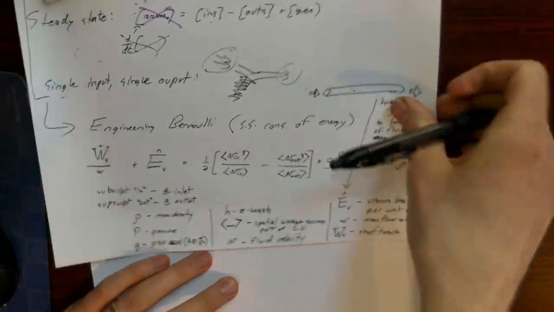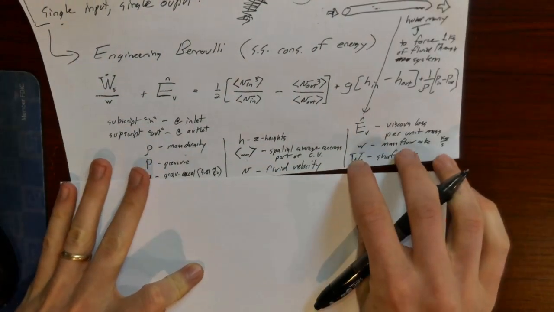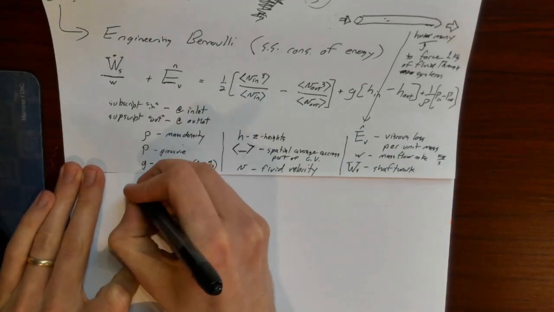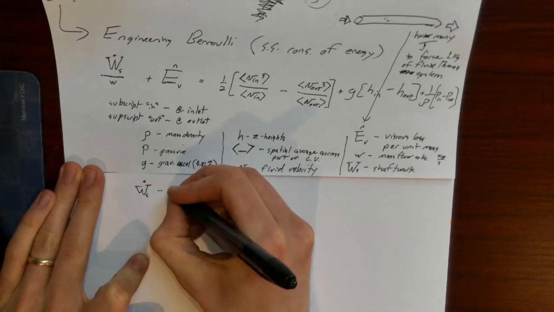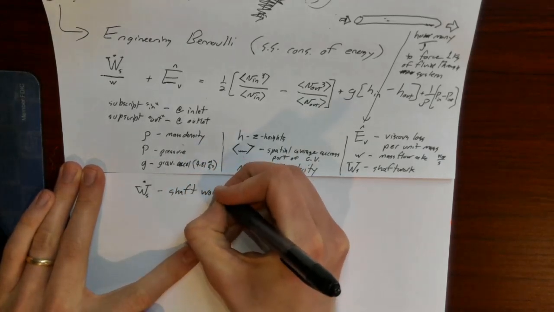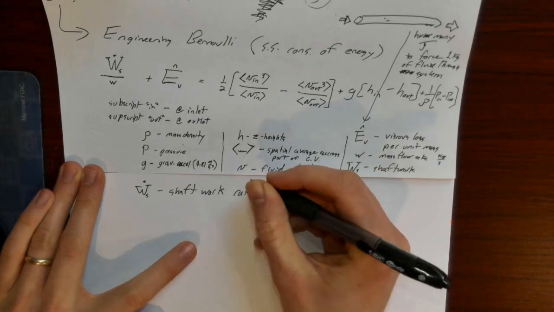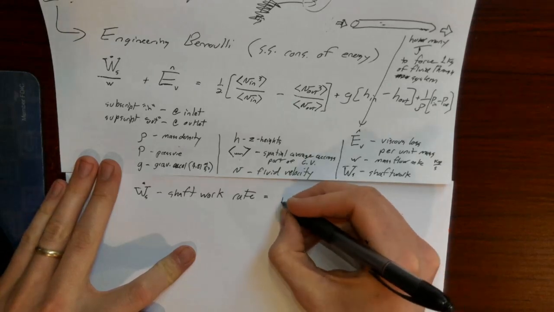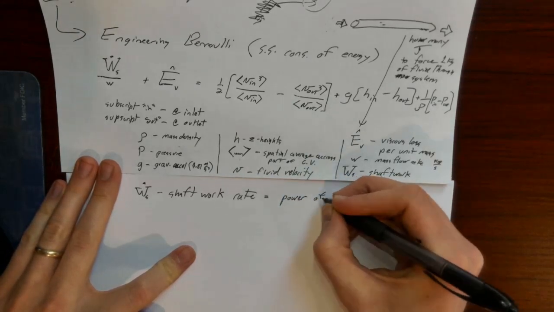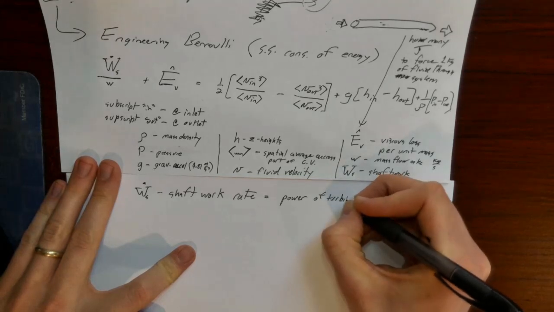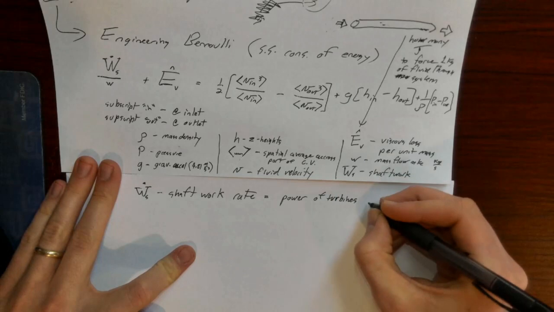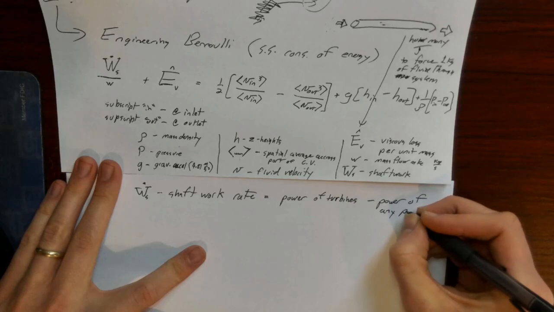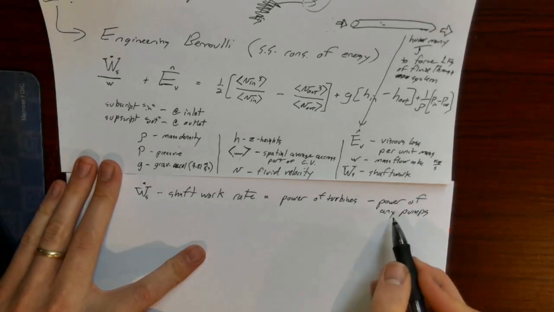So let me further define here. If you put a dot on top of something, then it's the rate. So W sub S dot is the shaft work rate, which you can basically say is equal to the power of any turbines in our system minus the power of any pumps.